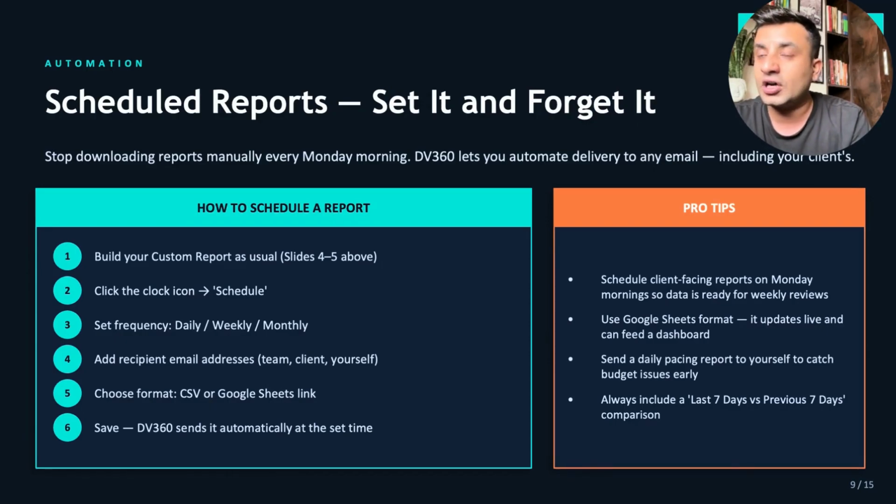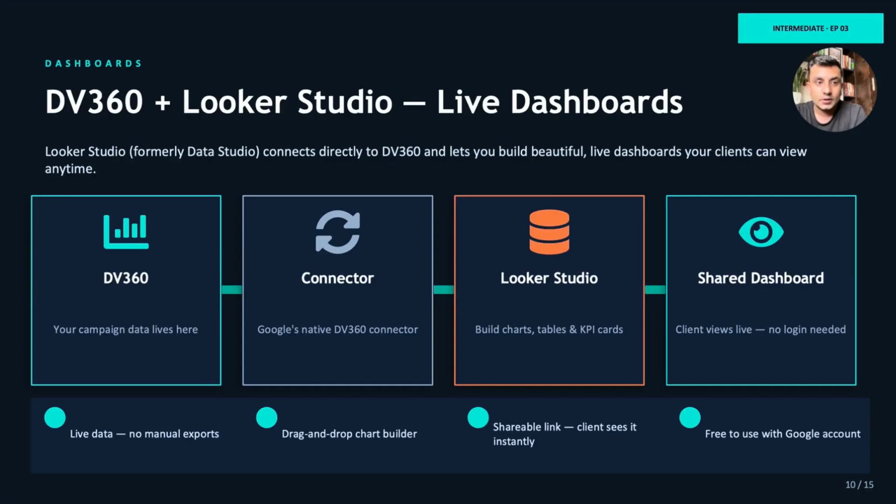If any of your insertion orders or line items has stopped spending, or if there is any budget issue, if you get these automated reports on a daily basis, you can catch the budget issues early on and then fix them. Always include a last 7 day versus previous 7 days comparison in your reports. Okay, DV360 plus Looker Studio equals live dashboards. Looker Studio was earlier known as Data Studio. It connects directly to DV360. It lets you build beautiful live dashboards your clients can view anytime.